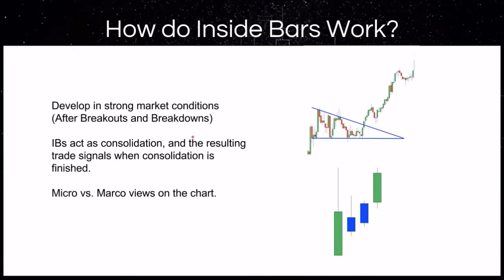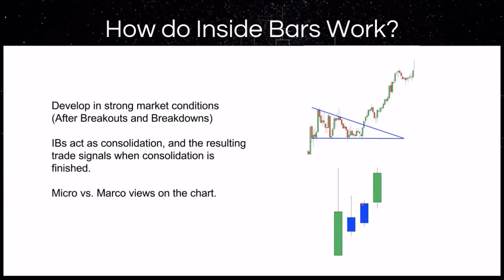They develop in strong market conditions after breakouts or breakdowns. So you see a strong breakout, you see the price slow down and trade sideways while we consolidate. Here's an example right here where we have a large range candlestick on a breakout. Then we see a smaller range and a tighter range, 2 inside bars in a row before we finally get a bull break and continuation.